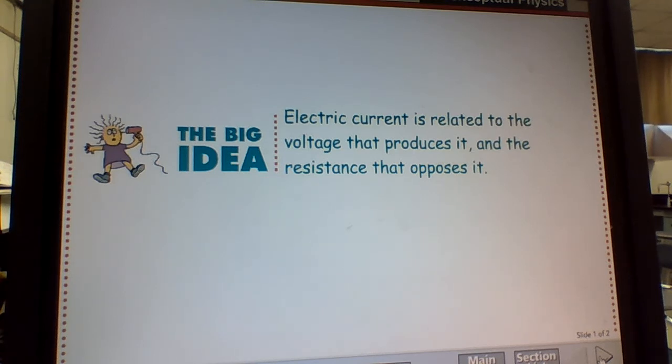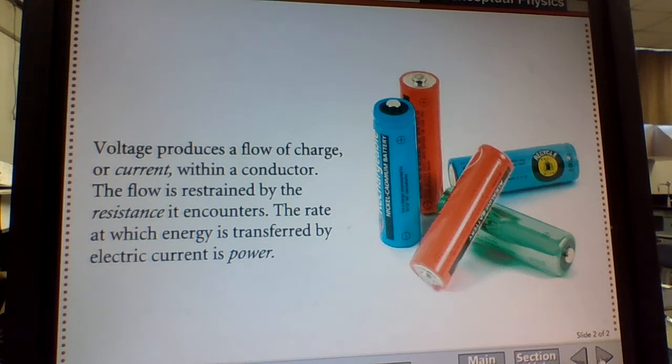But anyway, voltage produces a flow of charge. And again, this flow of charge, much like the water flowing in a river, we refer to as a current. That current must flow within a conductor. Current just doesn't flow very well in an insulator. You might get a very, very small current, but generally you're going to need a conductor if you want any kind of substantial current to flow.